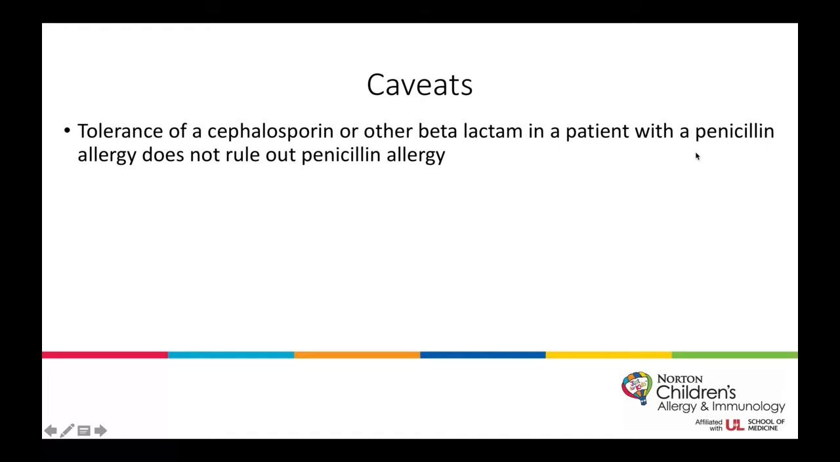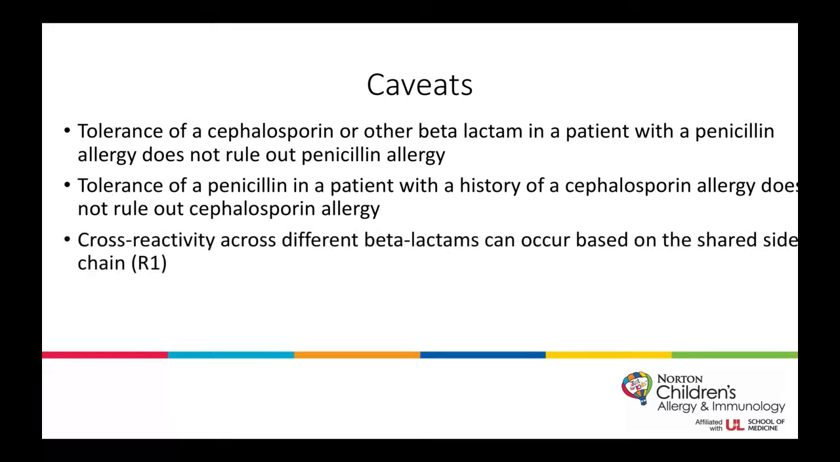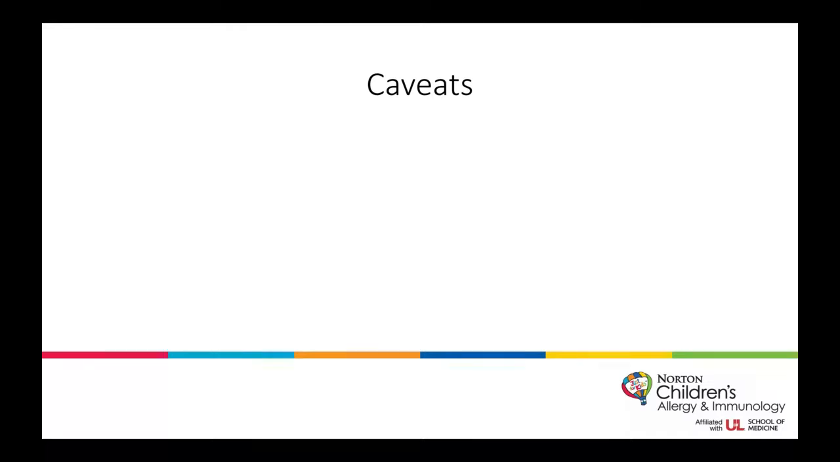So a few caveats about cross reactivity, because we get this question a lot. The tolerance of a cephalosporin in a patient with a penicillin allergy does not rule out a penicillin allergy. The other way is also true. The tolerance of a penicillin in a patient with a history of cephalosporin allergy does not rule out a cephalosporin allergy. The initial thought was it was because of the beta-lactam backbone that there was cross-reactivity between penicillin and cephalosporins, but now we know that it is due to the cross-reactivity between side chains, and I will show you a diagram on this.